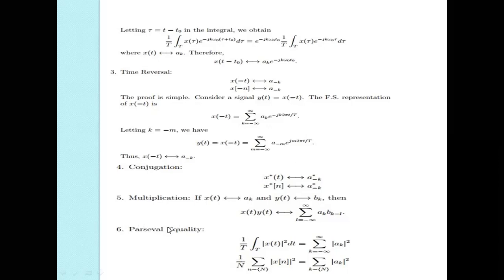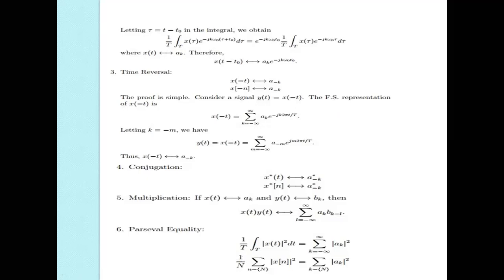And the last one is Parseval's equality. According to Parseval's equality, the average power, 1 by T the integral over T of the squared magnitude of x of t dt, is equal to the sum over k equal to minus infinity to infinity of the squared magnitude of the coefficients. Instead of x of k, I am keeping a of k here as the coefficients. In a discrete time function, instead of 1 by T, it is now 1 by N. The sum over n equal to N of the squared magnitude of x of n is the sum over k equal to N of the squared magnitude of a of k. Understood?